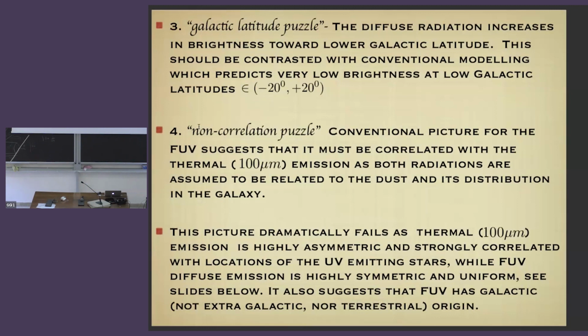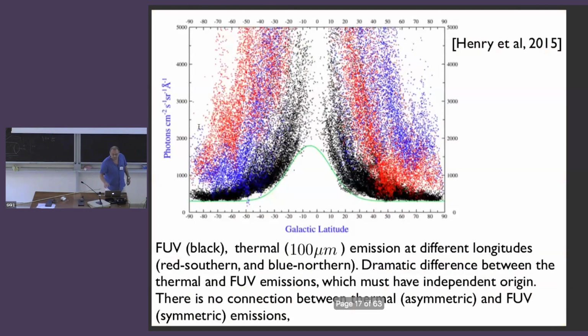There is a galactic latitude puzzle as well, because essentially you are not supposed to see exactly what they observe. I'll show exactly the picture from this Henry paper. And there is a non-correlation puzzle, because people normally say that the UV radiation we see in the galaxy is supposed to come from UV emitting stars. And that is precisely not what we observe. We do not see a correlation between the two. And the picture is dramatically different from thermal radiation. So let me show precisely what is from the Henry paper.